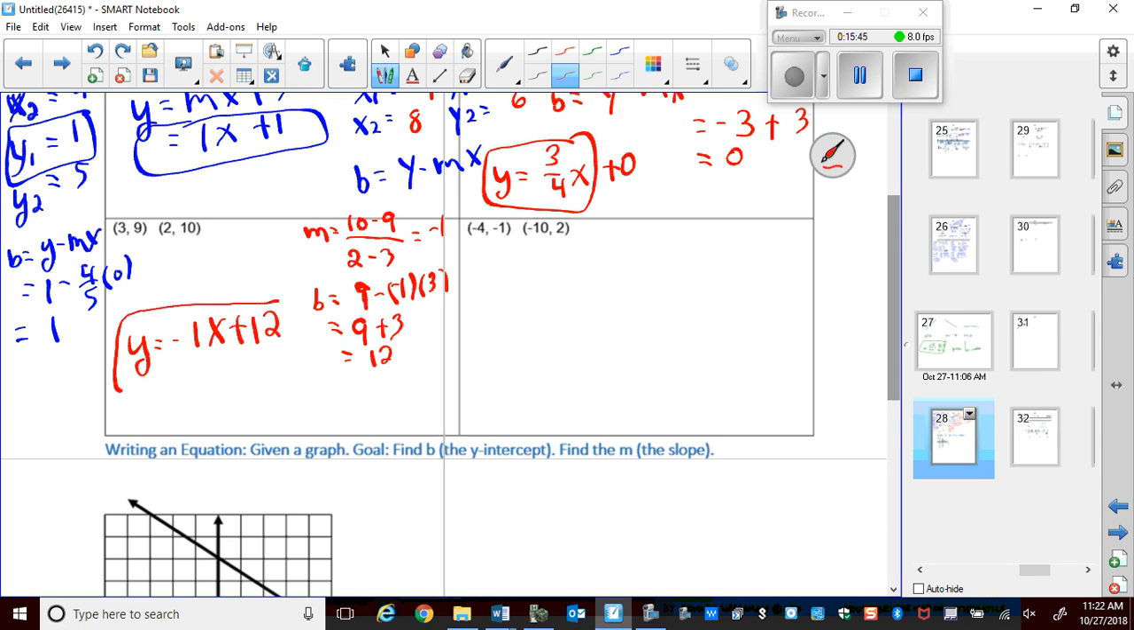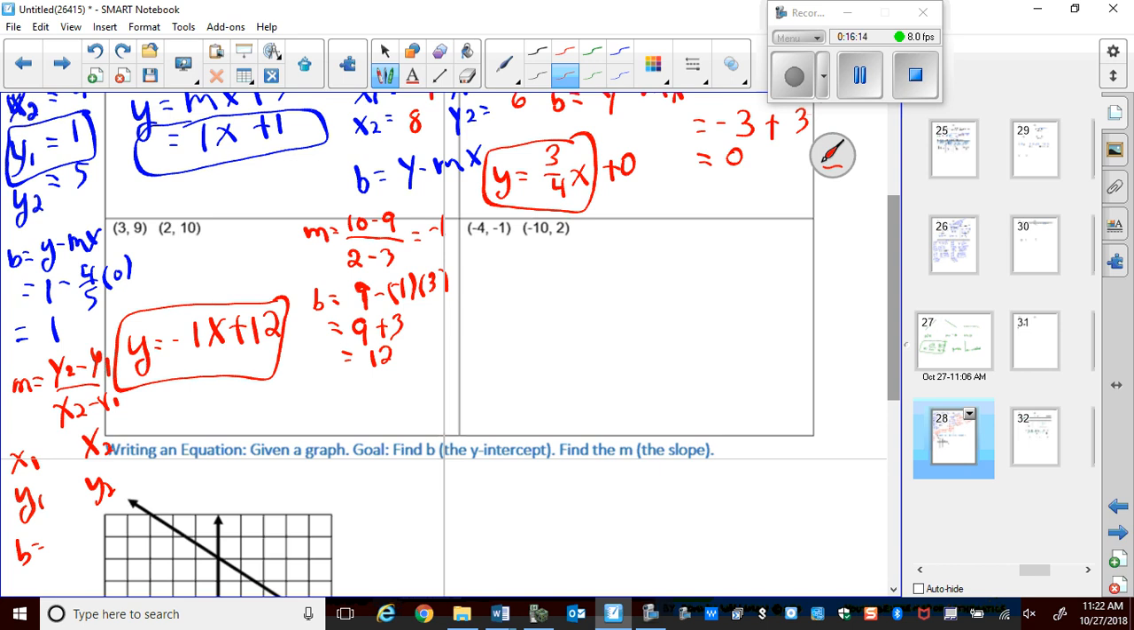So I skipped a lot of steps. I did not write out my box of knowledge because I can do that at this point. If you are not able to, you need to go back and follow the steps for your box of knowledge, and that would include writing out the slope formula, figuring out the slope, writing out x1, x2, y1, y2, and finding b. Okay?